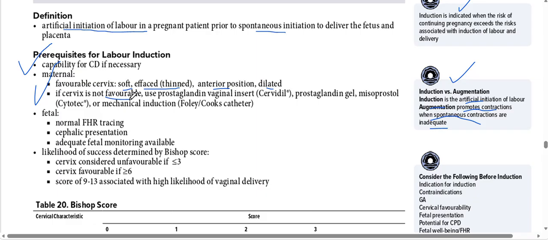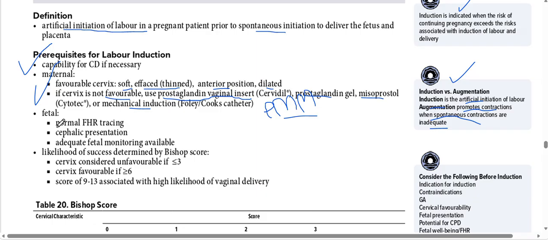There are 5 parameters in that score, and if the cervix is not favorable according to the Bishop score, then we have to use certain artificial agents like a prostaglandin vaginal insert, prostaglandin gel or misoprostol, or mechanical induction with the help of a Foley catheter or Cook's catheter. To remember these, I give you a mnemonic: one is prostaglandin vaginal insert, one is misoprostol, and the other is mechanical induction. So, PMM is basically needed for induction of labor.